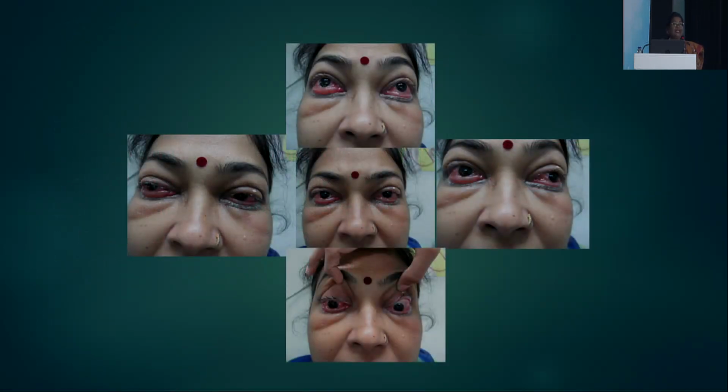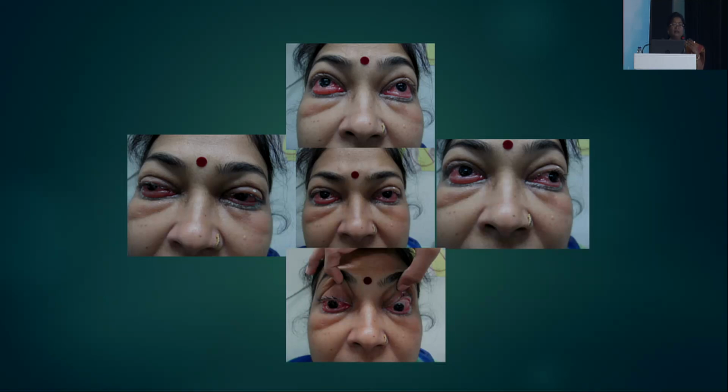So what do you think this lady can have? Where is the lesion? What are the potential differentials you would give? Remember, she came with pain and this picture. Okay. Commoner. You saw lots of images from the previous speaker. Yes. Good. Thyroid is a good differential. What else?